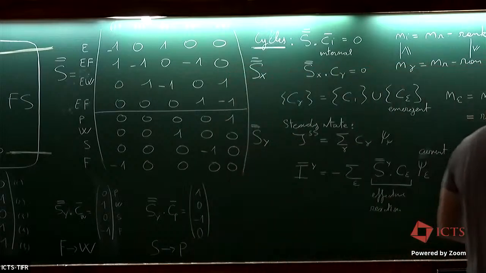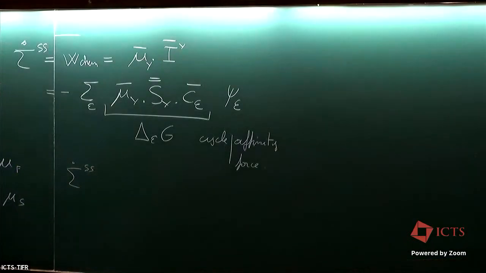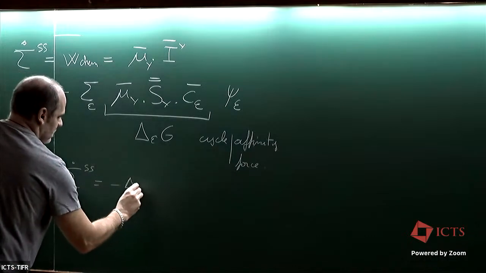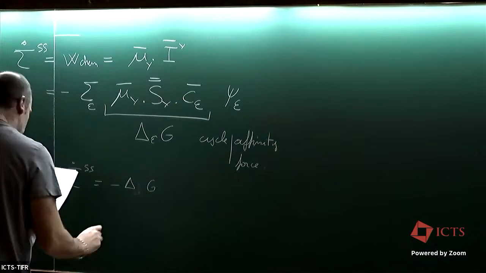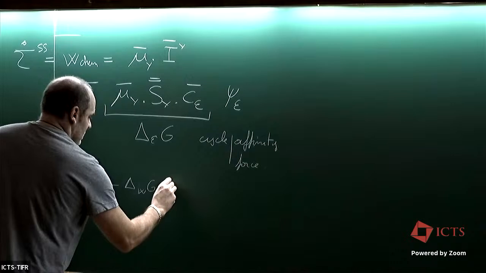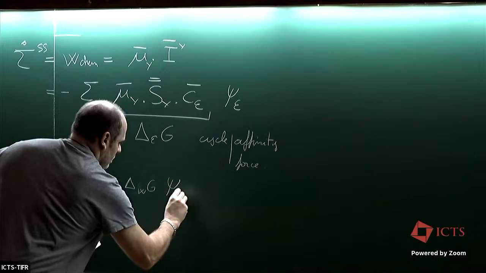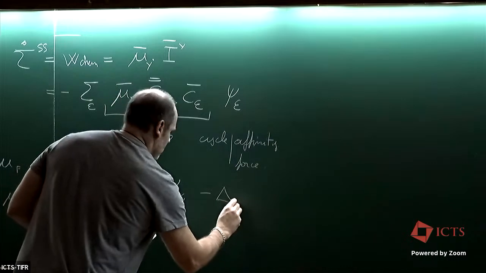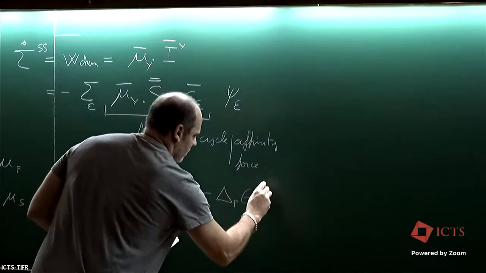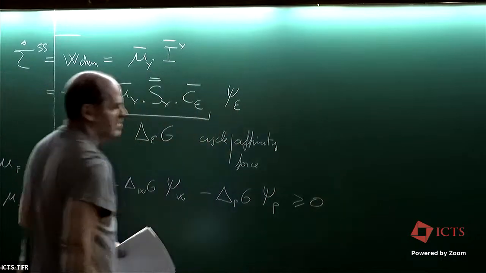Good. So now let's write the entropy production for this application at steady state always. I can now write this as minus delta G of W1 times the current through the cycle W, minus the delta G of the P times its current. And the second law tells us that this needs to be positive.